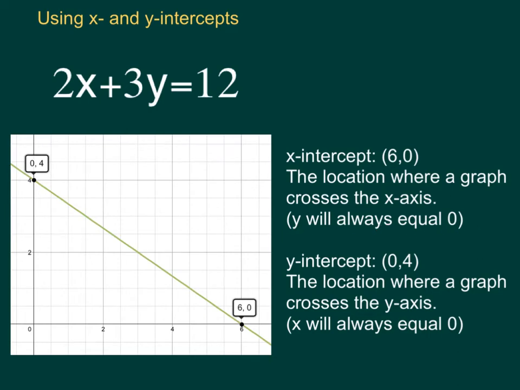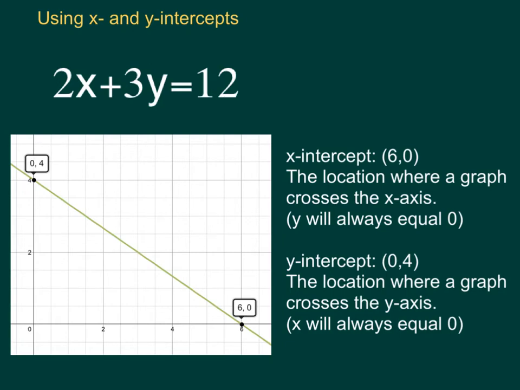Your y-intercept is very similar. It's wherever your graph intersects or crosses your y-axis, the vertical axis. You can see here that's at the location 0, 4. That's our y-intercept. And for the y-intercept, the x will always equal 0. Now these are the particular intercepts for the equation 2x plus 3y equals 12.